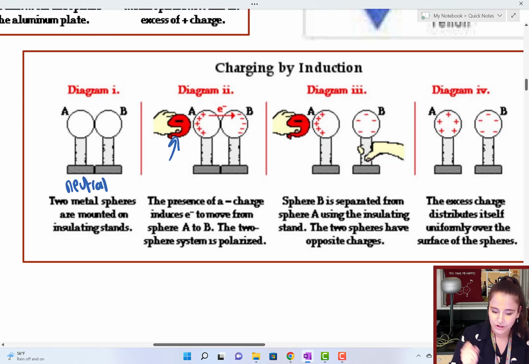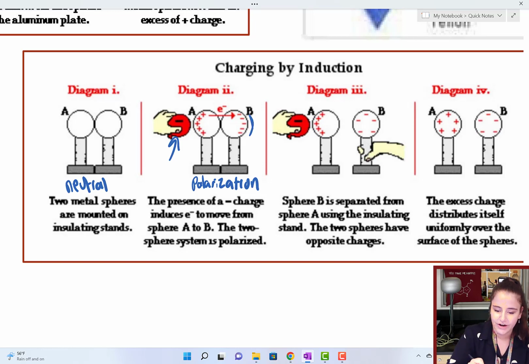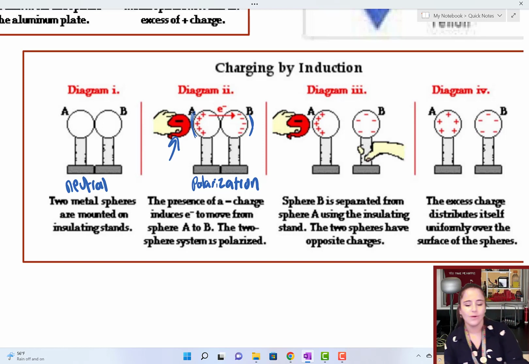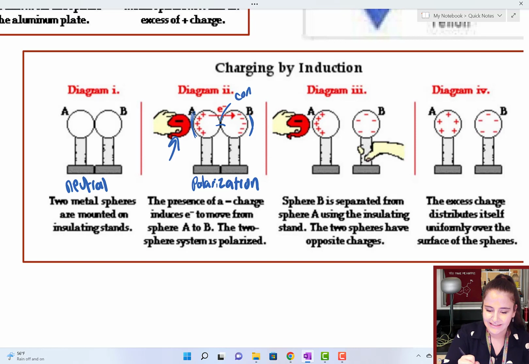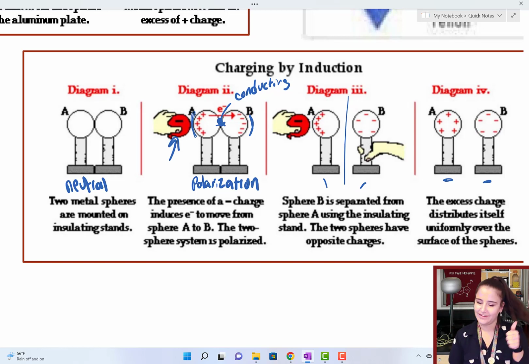Now, if you bring a charged object toward it, then we get that polarization. That charged object repels the electrons, so they gather over here, and attracts the positive charge, so that gathers over there. And because they are touching, they are conducting. If then you separate them during the polarization, they have two opposite charges. Okay, cool.